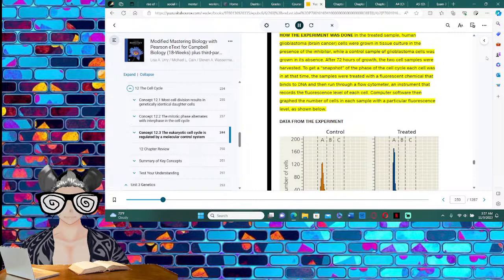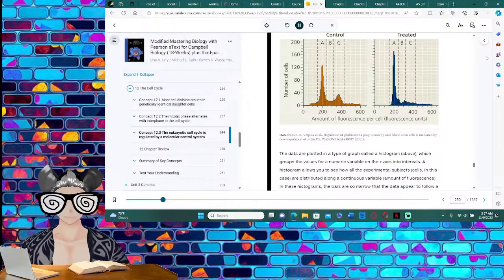To get a snapshot of the phase of the cell cycle each cell was in at that time, the samples were treated with a fluorescent chemical that binds to DNA and then run through a flow cytometer, an instrument that records the fluorescence level of each cell. Computer software then graphed the number of cells in each sample with a particular fluorescence level, as shown below.